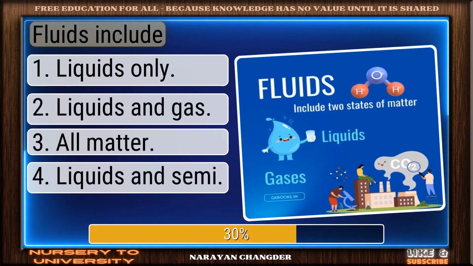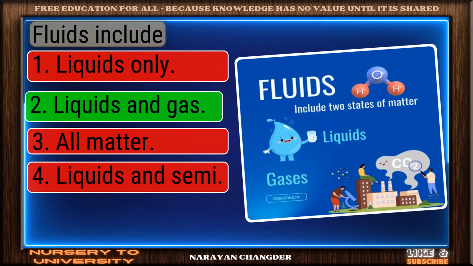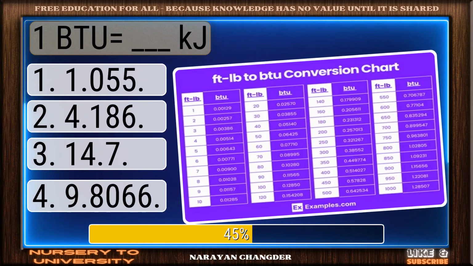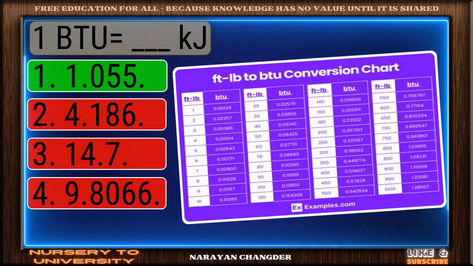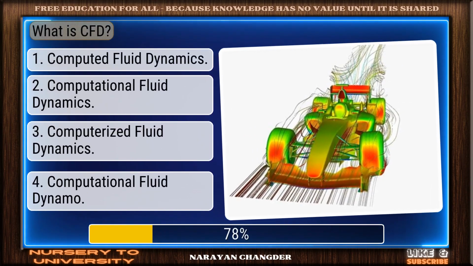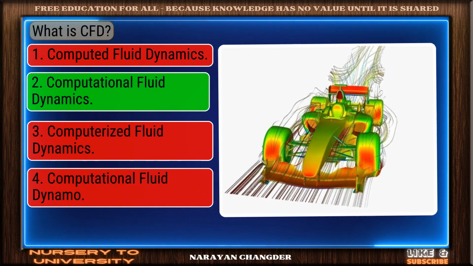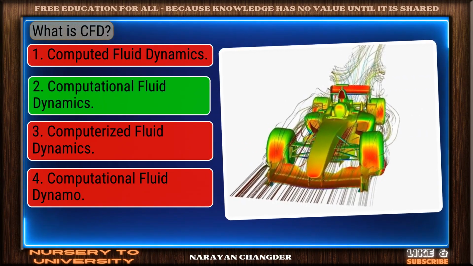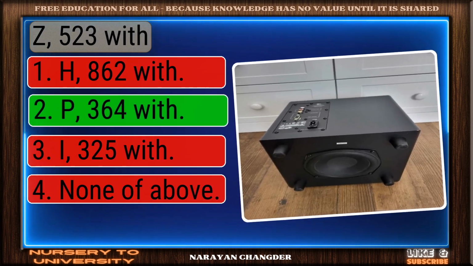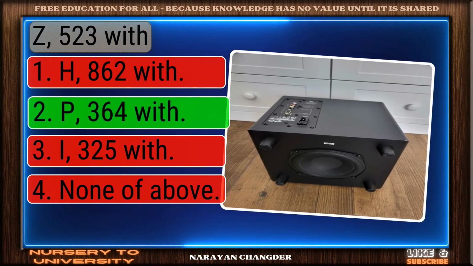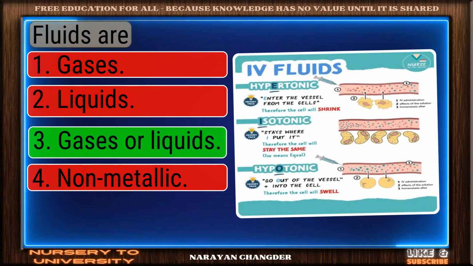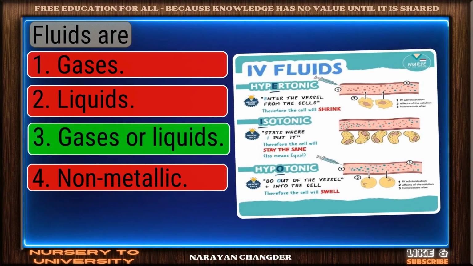Fluids include. Great job. Liquids and gas is the accurate answer. 1 quintal equal to dash kg. You chose 10^5, and it is correct. What is CFD? Correct response. Computational fluid dynamics is the most accurate answer. Bravo. The answer is given. Fluids are. Perfect. Gases or liquids is the correct choice.